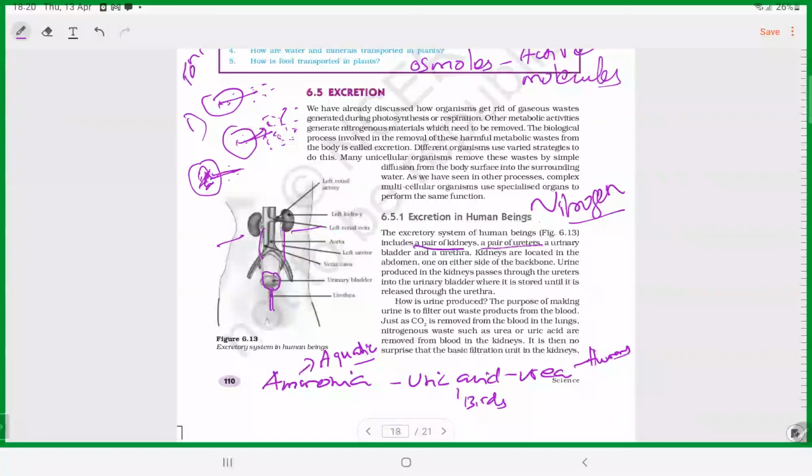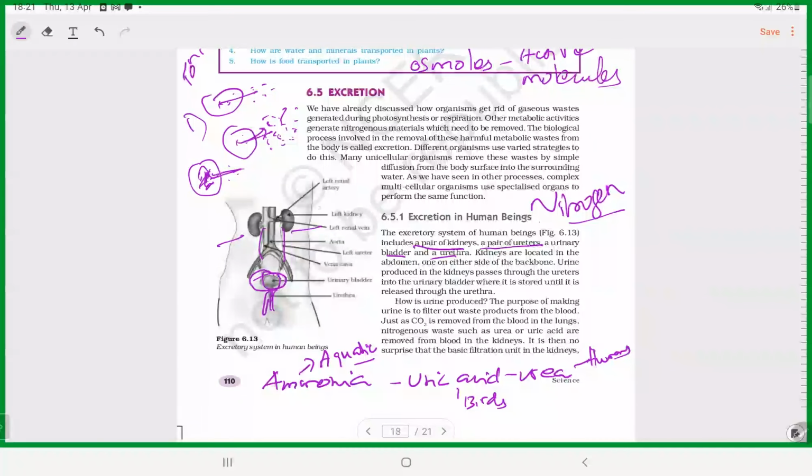Okay? So, we have a pair of kidneys, a pair of ureters. From the left kidney, one ureter. From the right kidney, one ureter. And then, one common urinary bladder. You can see here, this is the urinary bladder where urine is stored. And then we have one urethra. Urinary bladder and urethra are components of the excretory system. Now, this is the anatomy.